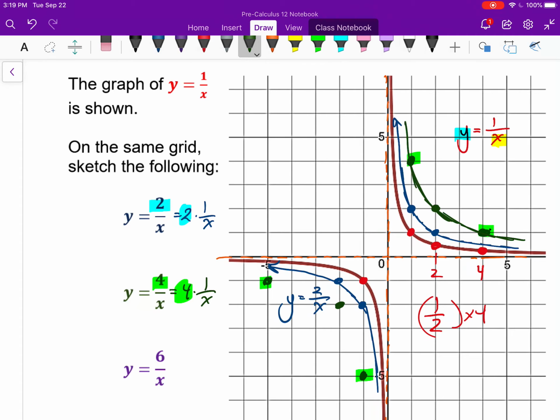And the point is that all these variations of 1 over x, I'm not saying they're simple, but there's tons of symmetry. Once you know one point, you tend to know a whole bunch of other points. There's my graph of 4 over x.